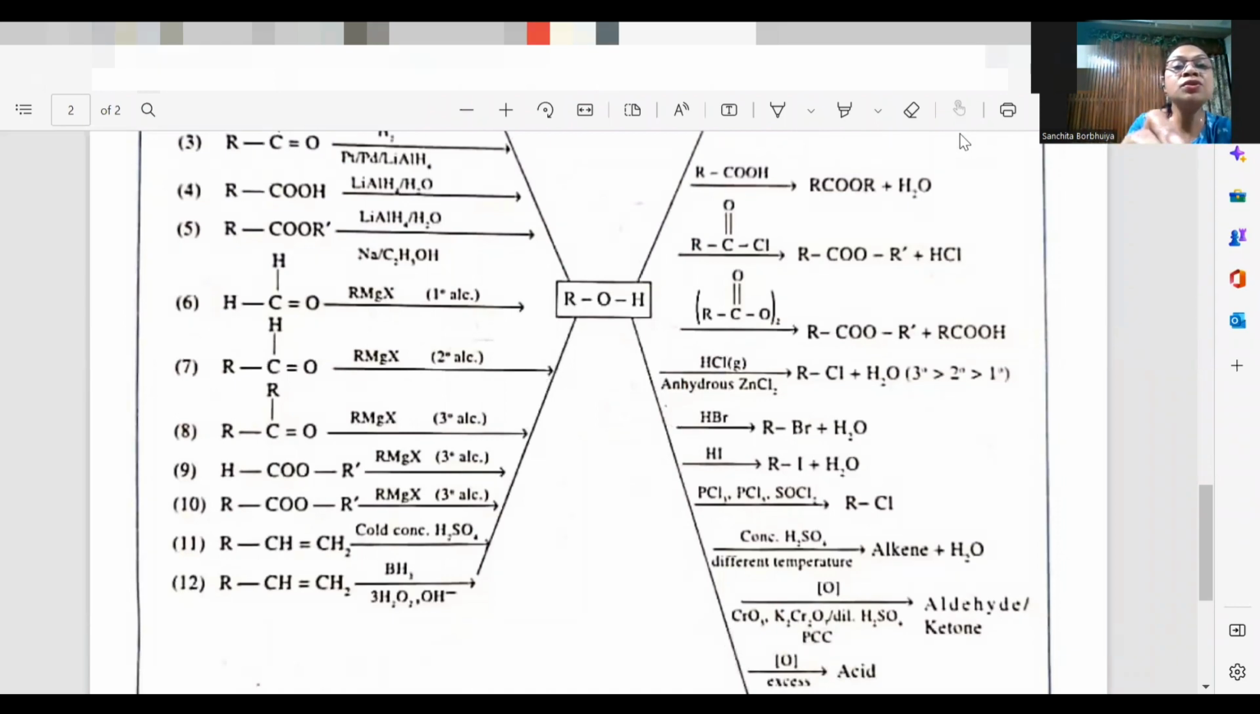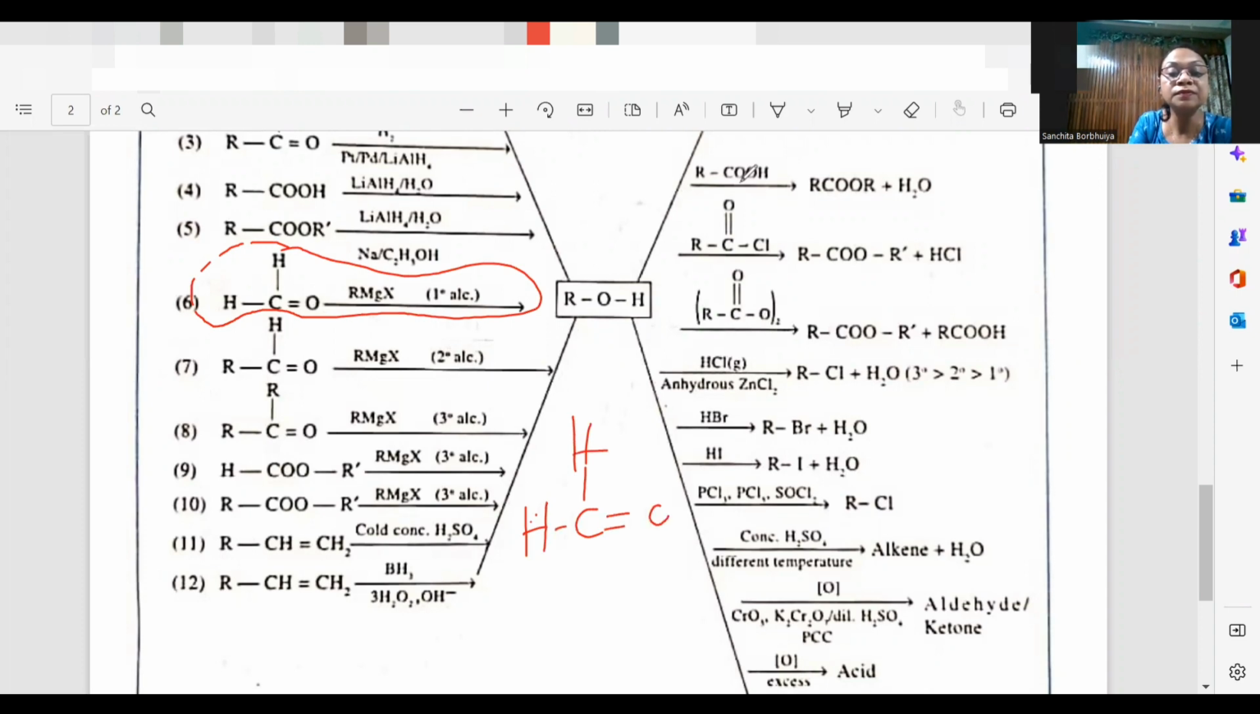Going on to yet another method from an aldehyde. The first method which we have spoken about is an aldehyde being treated with a reducing agent like hydrogen, lithium aluminum hydride, sodium borohydride. But now this aldehyde is being treated with a Grignard reagent. So let us go to our Grignard reagent. In the Grignard reagent, the alkyl group is negative, as you know.